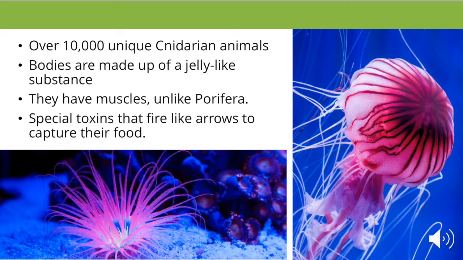Well, there are 1,000 unique cnidarian animals, and their bodies are made up of jelly-like substance. Some of them are very, very jelly, like these jellyfish, and that's the other group. And they have muscles, unlike the porifera. The porifera don't have any muscles, right? Sponges, they don't have muscles, but these have muscles, and so they can move around in the water using their muscles. And they also have little teeny stingers that they use to catch their prey.